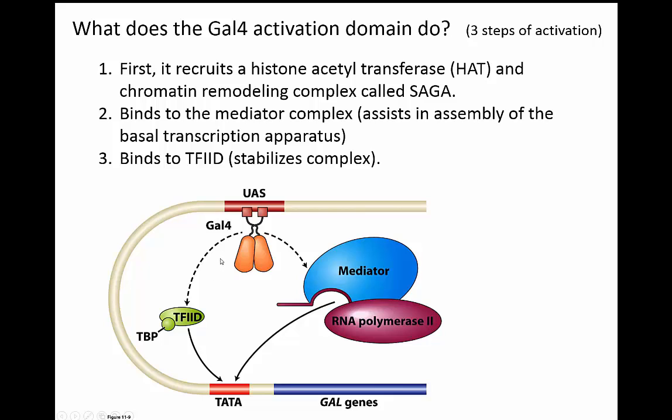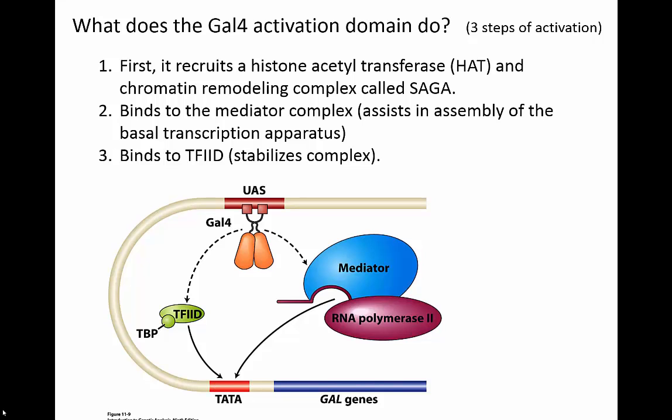The next thing Gal4 does is bind directly to the mediator protein, and the mediator protein assists in helping RNA polymerase and the rest of the basal transcriptional machinery to bind to the core promoter. The last thing Gal4 does is bind directly to TFIID, which is a component of the basal transcriptional machinery, and helps again to get that basal transcriptional apparatus bound onto the core promoter. So all of these functions of Gal4 result in the transcriptional activation of the nearby structural Gal gene.